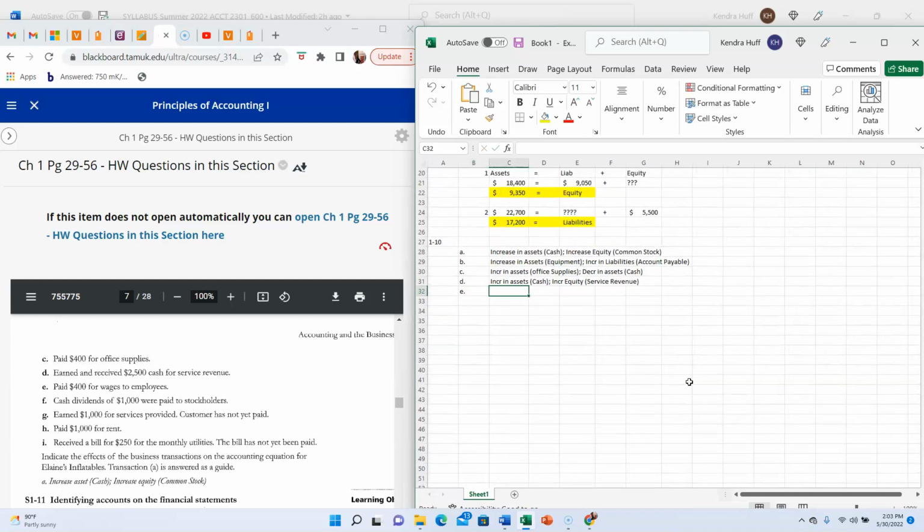All right, E, paid $400 for wages to employees. So I'm paying it, so my cash is going down. So it's a decrease in assets, and it decreases equity. So it's a decrease in equity. Equity is increased with revenue, decreased with expenses.